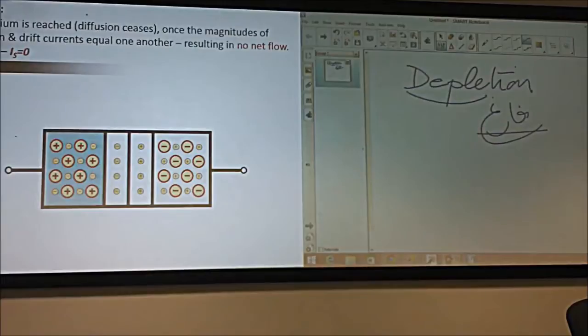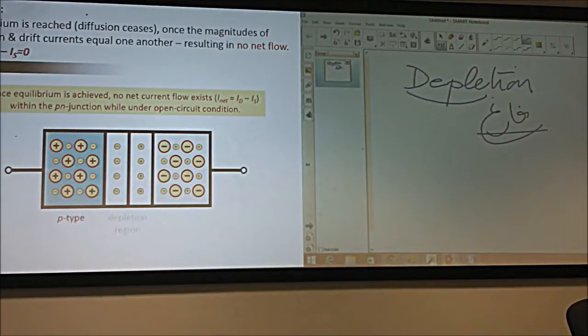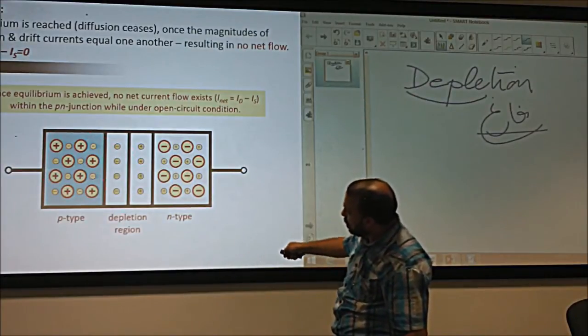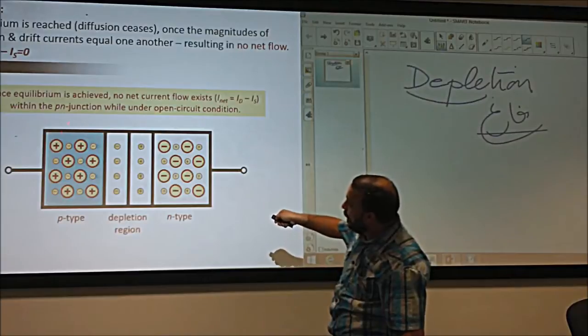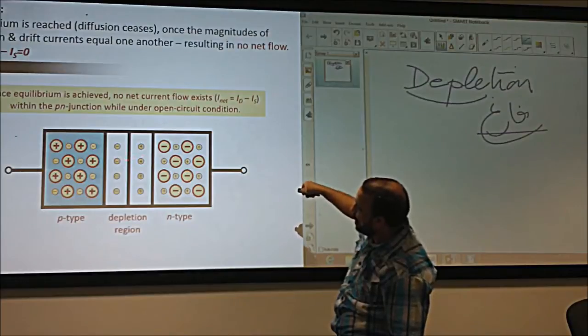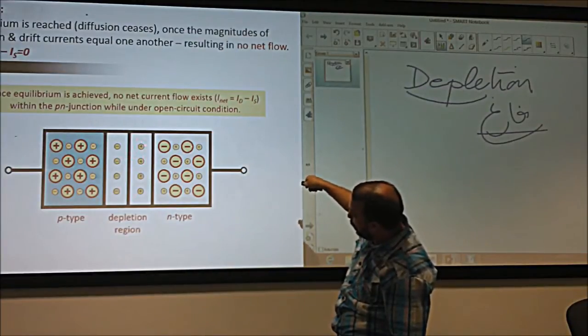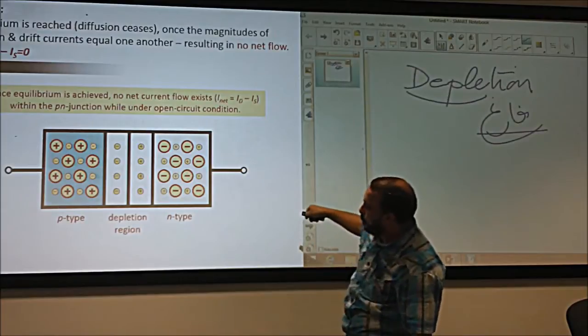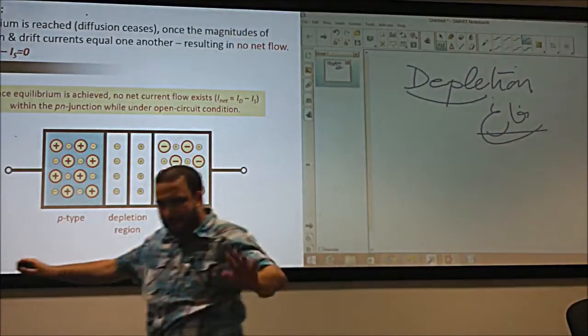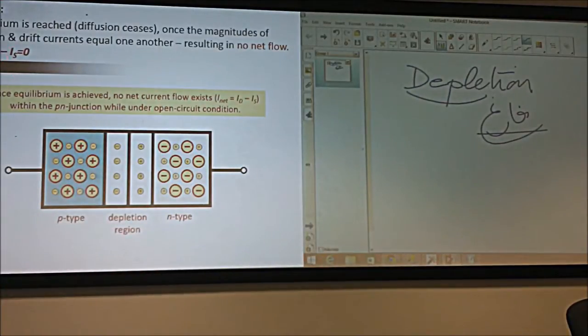Over time, this diffusion current decreases because of the electric field, until the diffusion current is equal to the drift current of the holes coming from the n-type back to the p-type. That's why at the end, at what we call thermal equilibrium, when things get constant, the diffusion current that decreased over time will be equal to the saturation current, and the total current will be equal to 0. So nothing will move around.